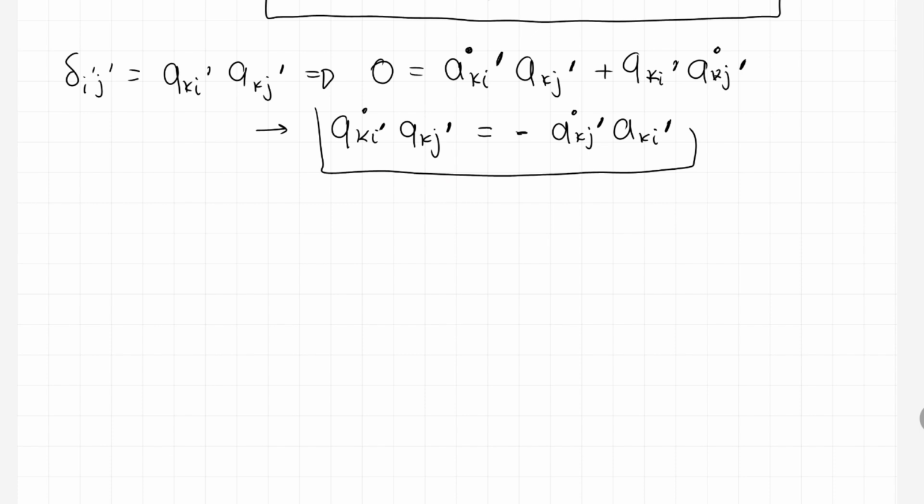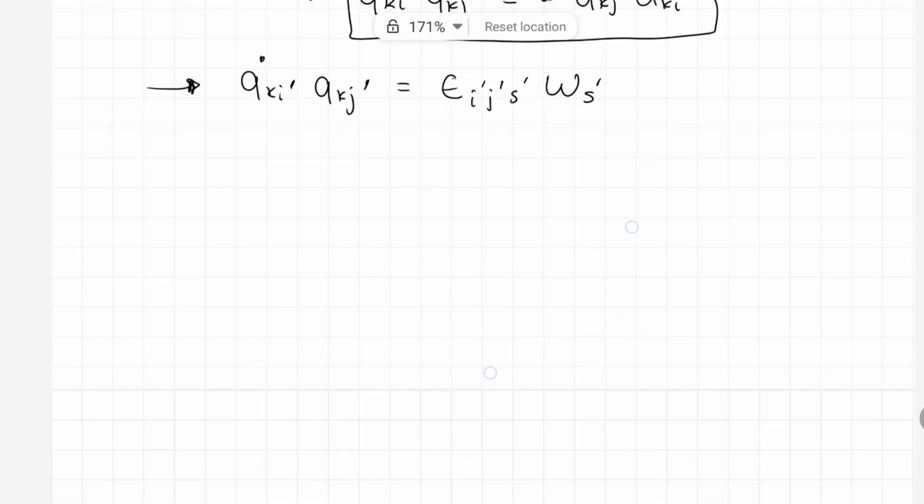So looking that this product is antisymmetric, we can establish a relation with the Levi-Civita tensor that will tell us that a_ki' dot times a_kj' is equal to the Levi-Civita tensor epsilon i'j's' omega s'. And for the ones that do not know what the Levi-Civita tensor is, let me define it in a quick way. We will have this.